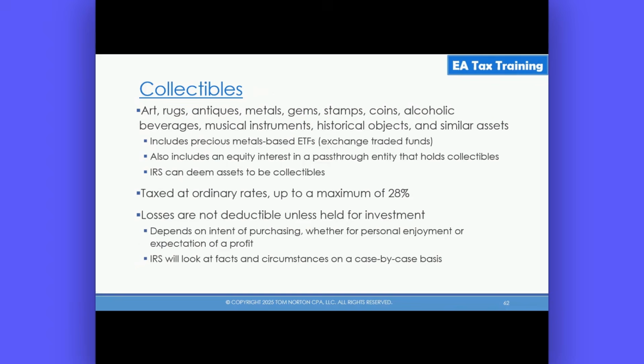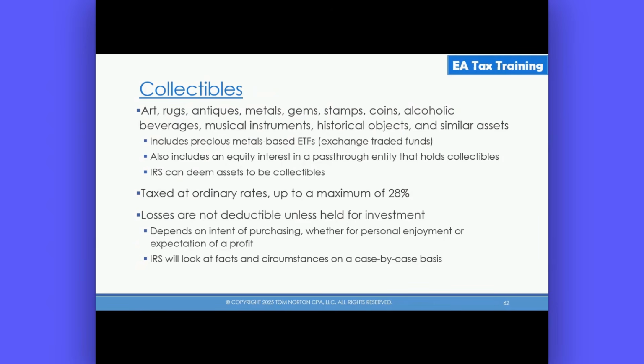So it's not just that there is one set list of things that are collectibles. Obviously, over time, different things can pop up that suddenly become collectibles. So there's not one static list of things. There are general types of assets that we've talked about here that are considered collectibles, but the IRS can deem other assets to be collectibles as well.